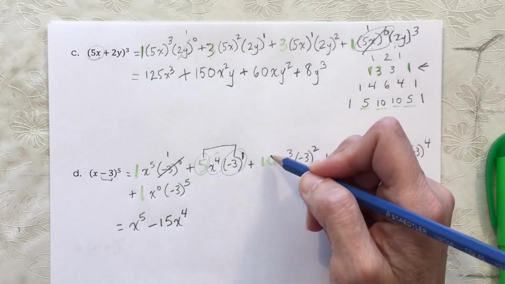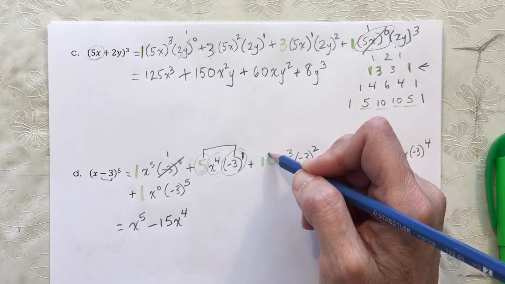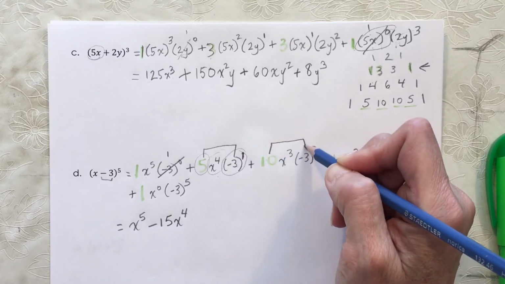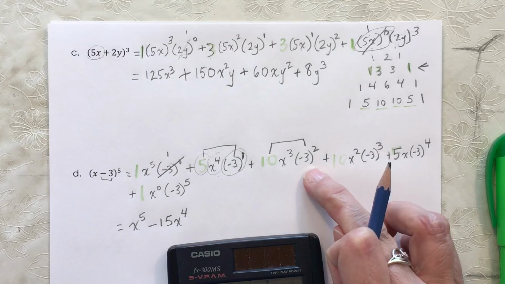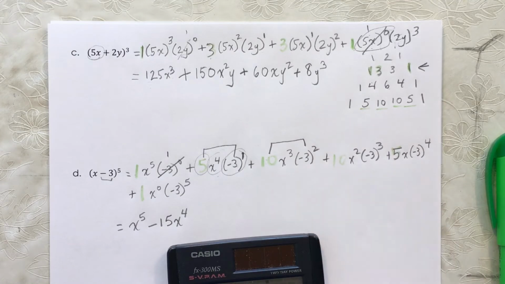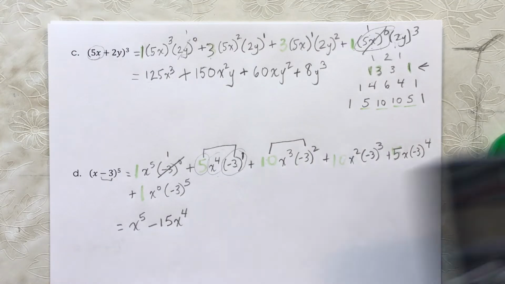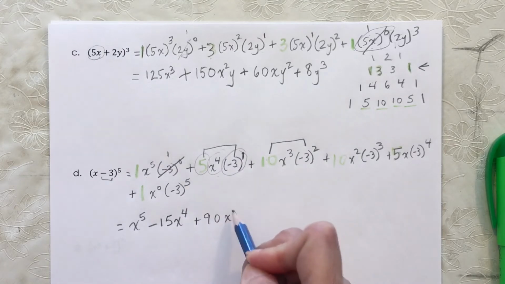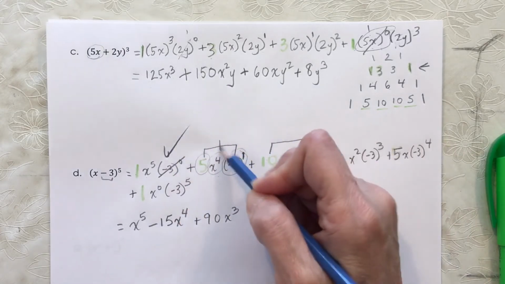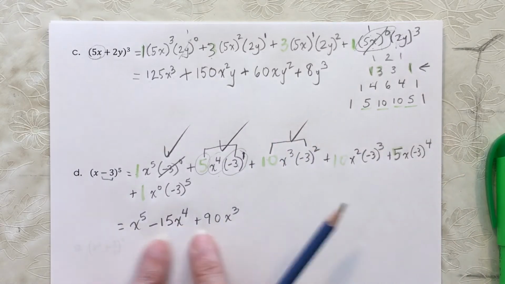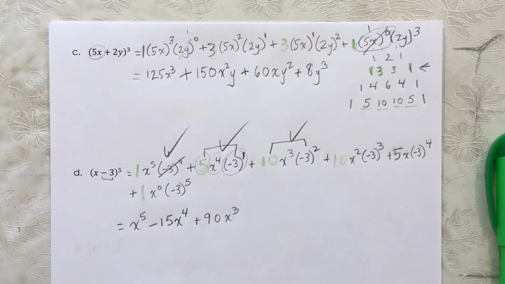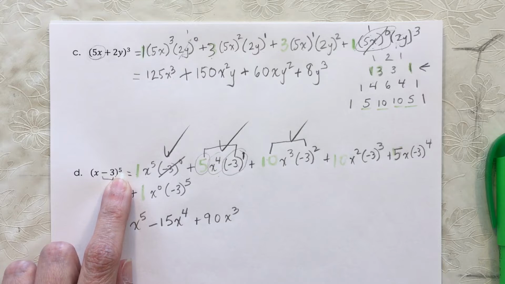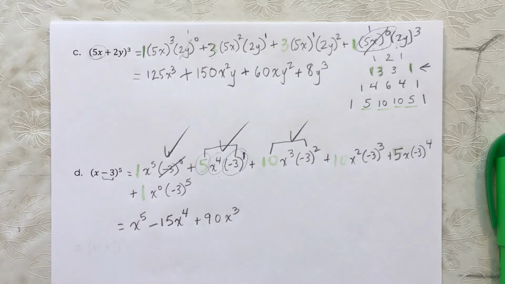Here, I see I'm going to get my coefficient by multiplying positive 10 by -3 squared. And when you square a negative number, you get a positive number. So that's going to be 10 times 9, or 90 x cubed. So I've done that term, that term, that term. 3 terms so far. And because it's to the power of 5, there should be 6 numbers in that row of Pascal's triangle, so there should be 6 terms altogether. And I've got the first 3.